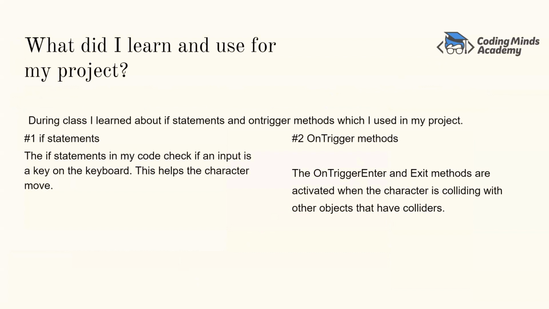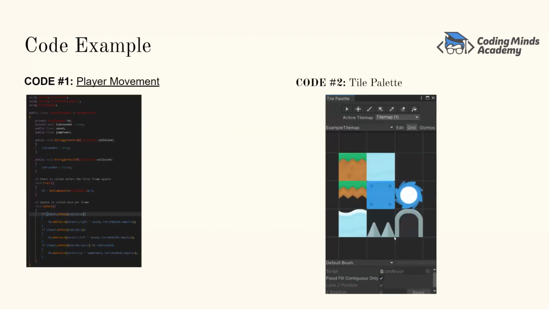The if statements in my code are checking for an input for a key on the keyboard for the character to move, like A and D. And the on trigger methods in my code are being used to detect when the character is colliding with something else that has colliders. It makes sure the character is on the floor before you can jump again.